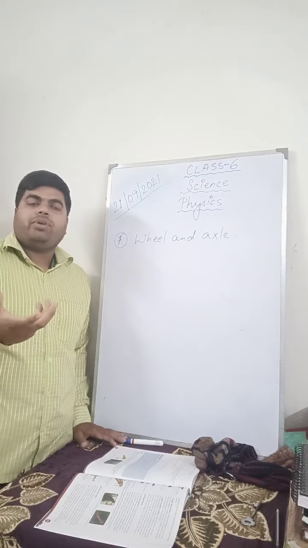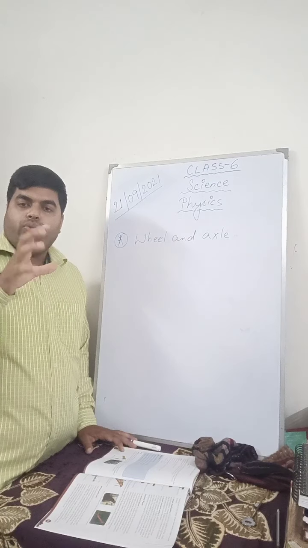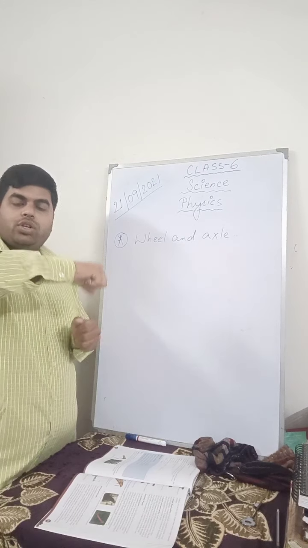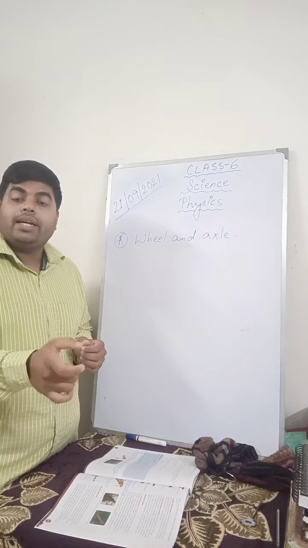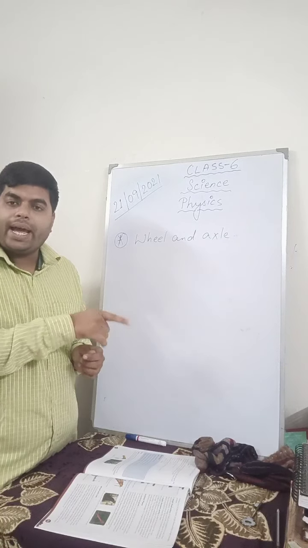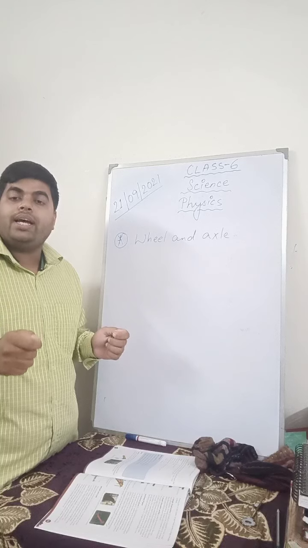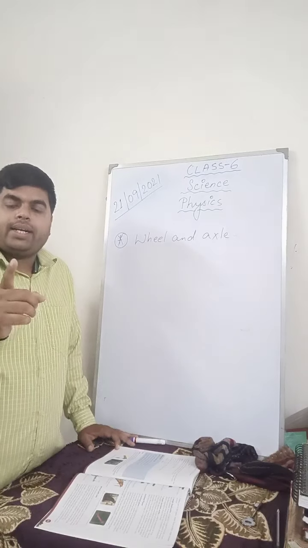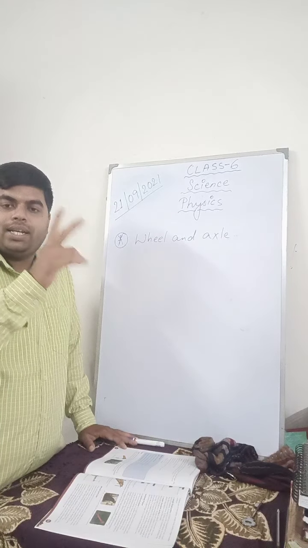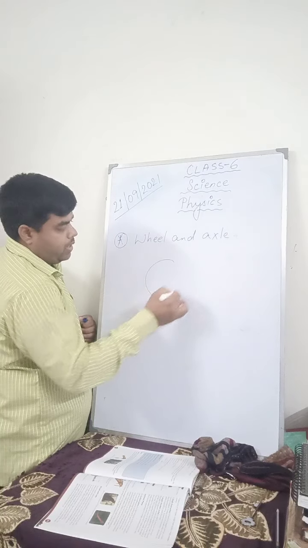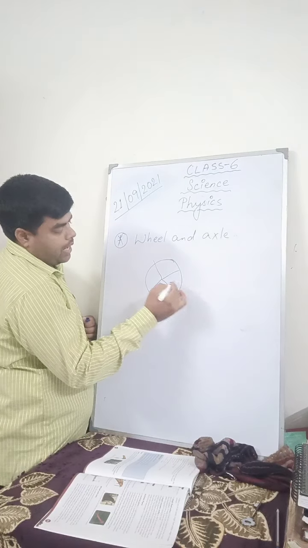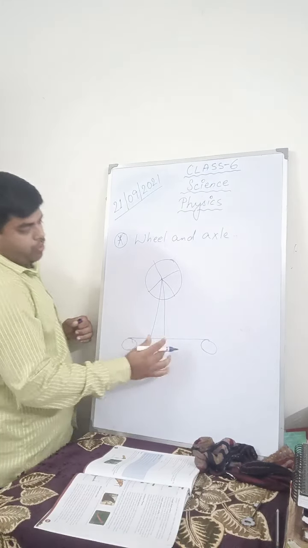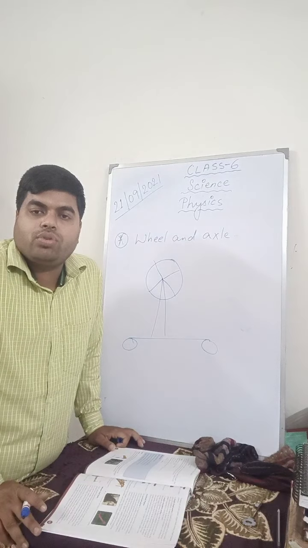Wheel, if I give you an example, it will be very clear for you. Suppose the wheel is the steering of the car, and you will see a long rod is attached to the steering. When you move the steering, the long rod that helps you to change the direction is fixed to the axle of the wheel. This is the wheel and axle.